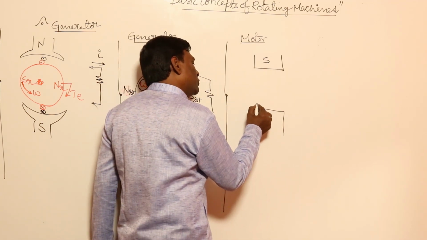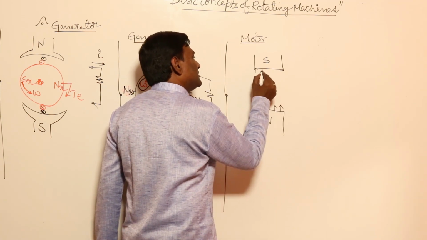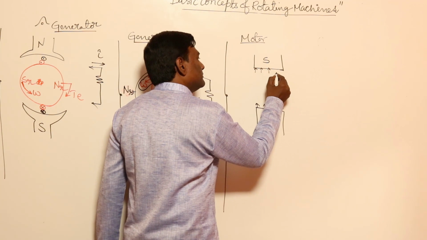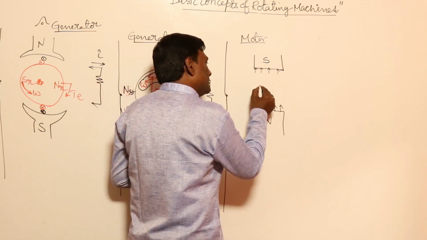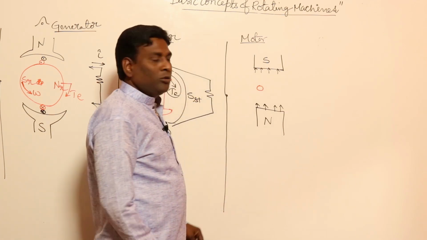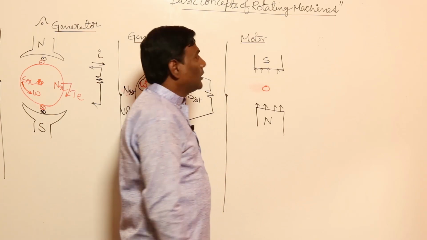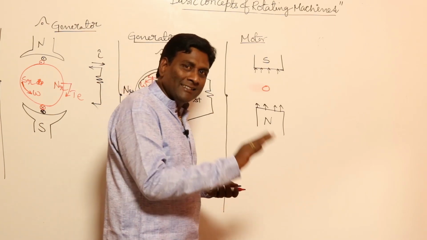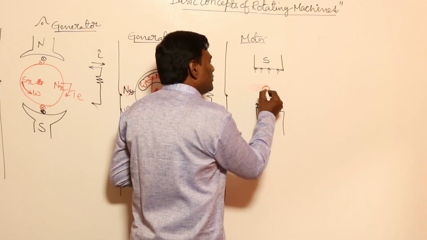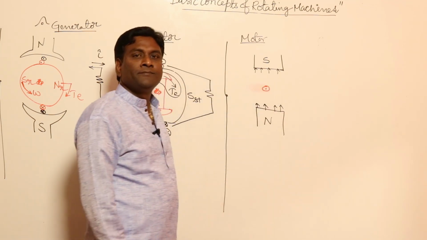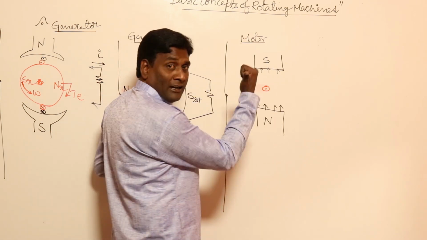Now my flux is going to be in upward direction. From N, flux will come out. To S, flux will go in. Now let me keep a conductor here. Now you are supposed to send current in a motor. In a motor you have to supply electrical power first. So you have to inject current. Maybe let me inject current of dot, for example. It's my wish.